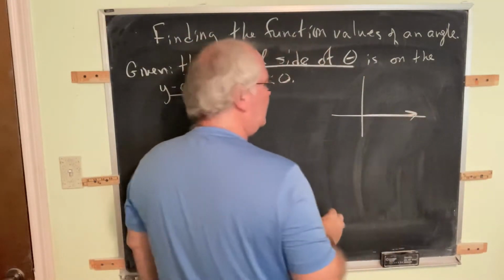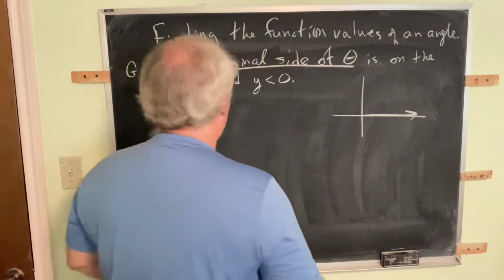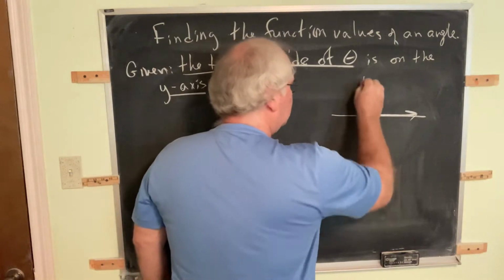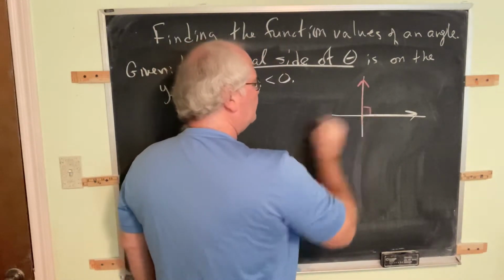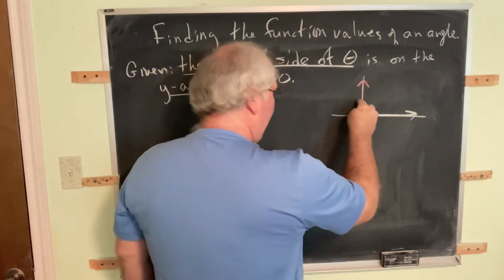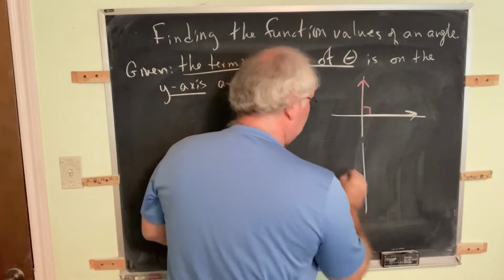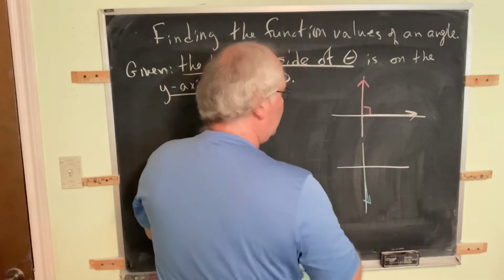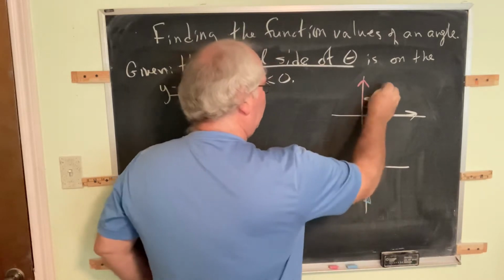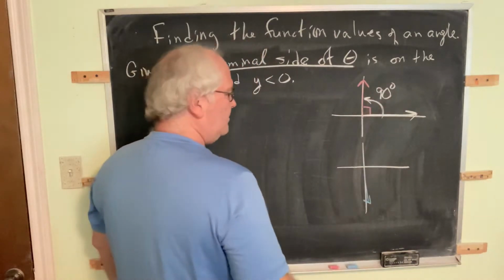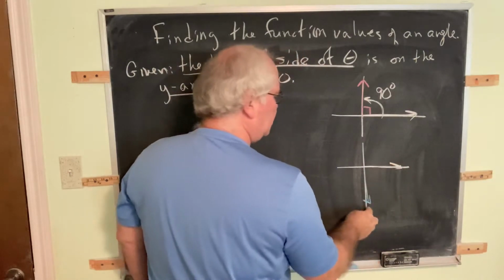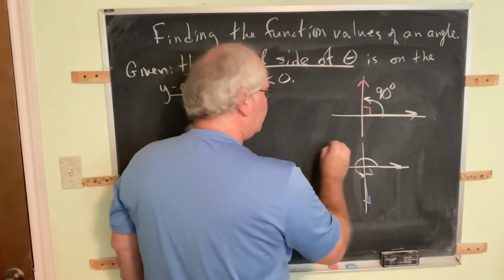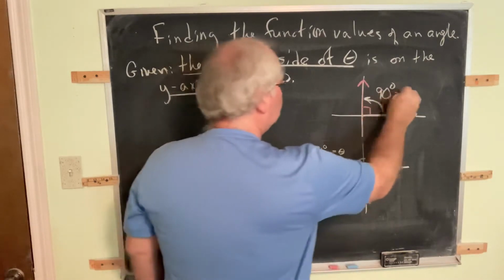Here's the initial side, and the terminal side of theta is on the y-axis, which means there are one of two possibilities. One possibility is that the terminal side of theta is on the positive y-axis, or the other possibility is that this is the terminal side of theta. So here, the angle in question is clearly 90 degrees. Here, the initial side and terminal side, in this case, the value of theta is 270 degrees.